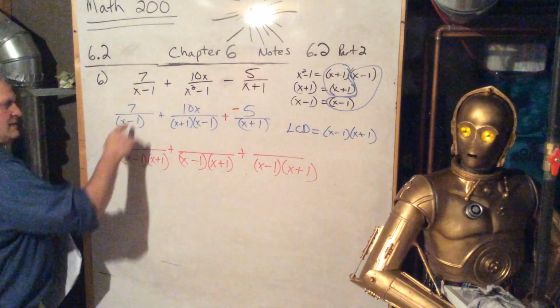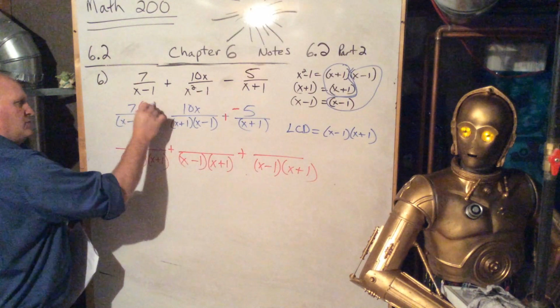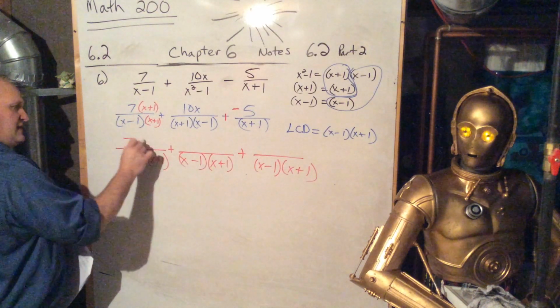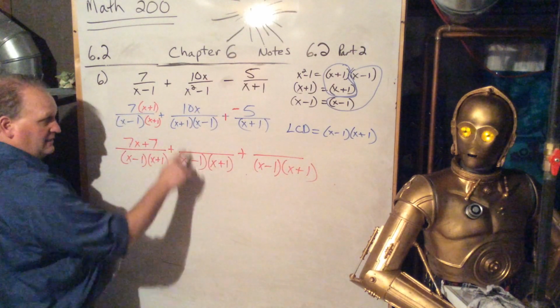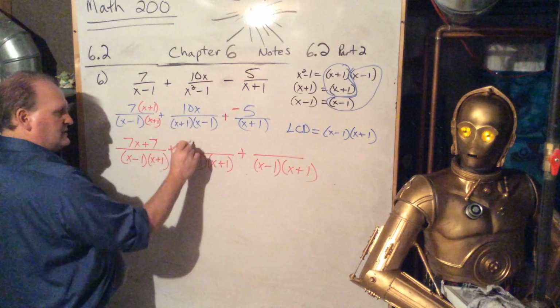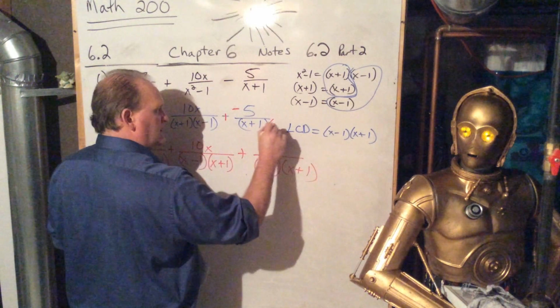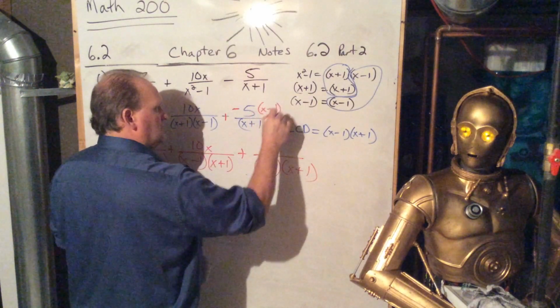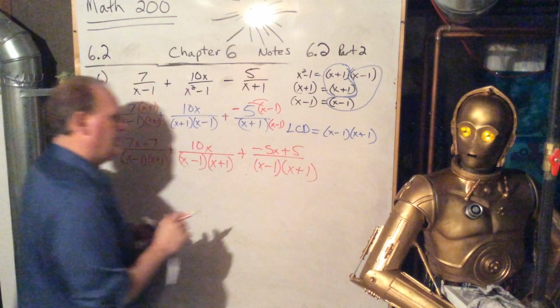And so now you work back. And you say, okay, this one's missing an x plus 1, so 7x plus 7 up there. This one's missing nothing. It's got the x minus 1, it's got the x plus 1, so that just gets to stay 10x. And this one's missing the x minus 1. So that becomes negative 5x plus 5.